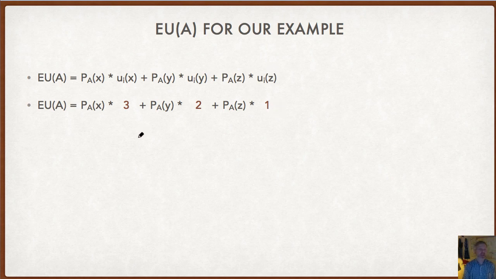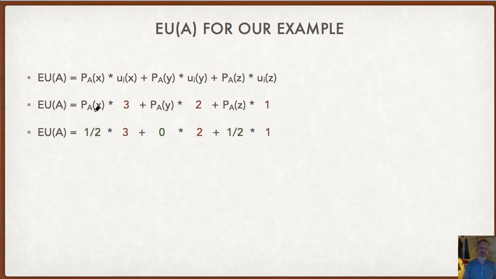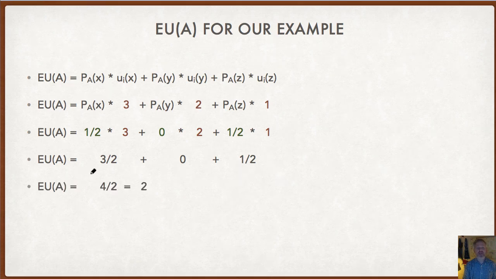All right. Now I'm going to go through and fill in those probabilities that we wrote down. So the probability that action A led to outcome X is 1/2. The probability that action A led to Y was 0. And the probability that action A led to Z was 1/2. So now I've got just simple arithmetic. 1/2 times 3 plus 0 times 2 plus 1/2 times 1. And so that's 3/2 plus 0 plus 1/2. And then the expected utility of action A is 2.